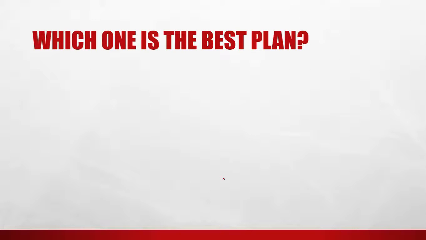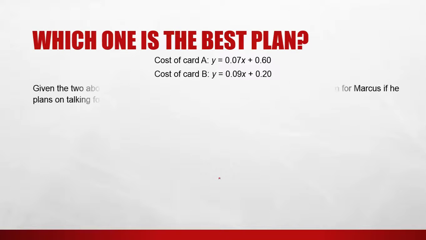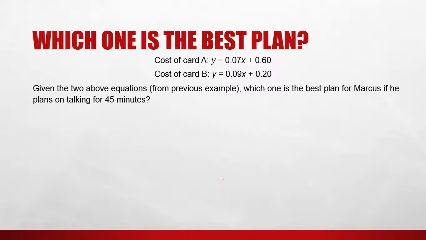So now we need to determine which one is the best plan. For this example, if he plans on talking for 45 minutes, we need to determine which plan is best. Is it card A or card B? So it all depends on the scenario. If he only plans on talking for 5 minutes, the option might be different. If he talks for 45 minutes, it might be different. And the way I like to find the answer is through graphing.